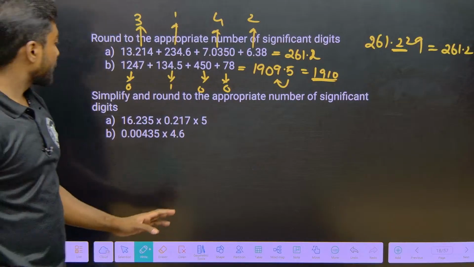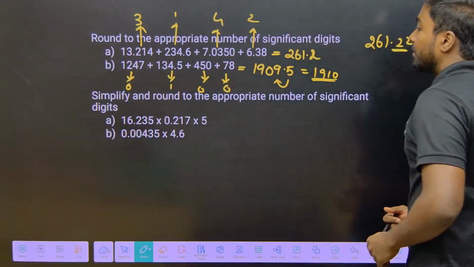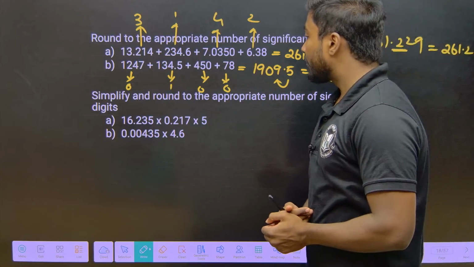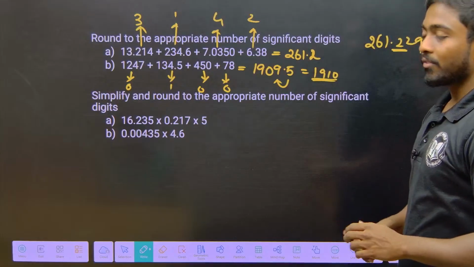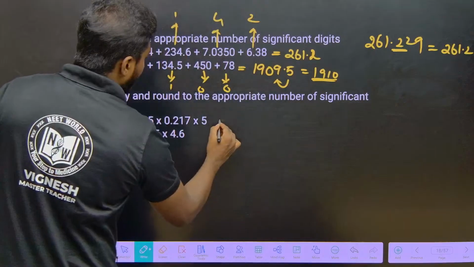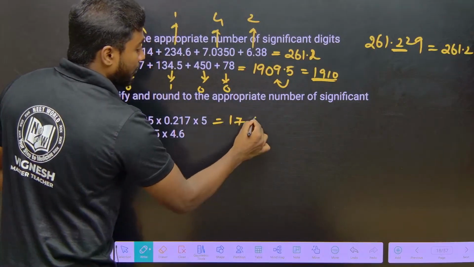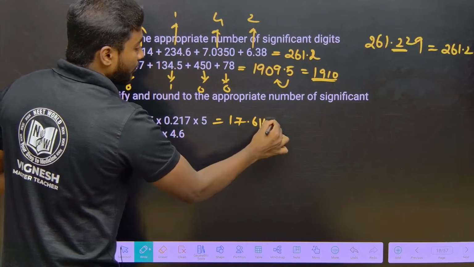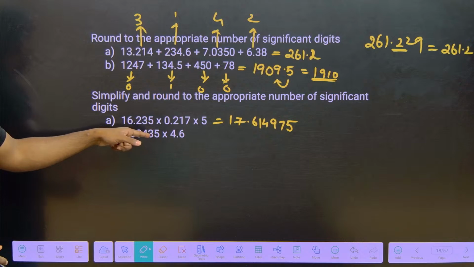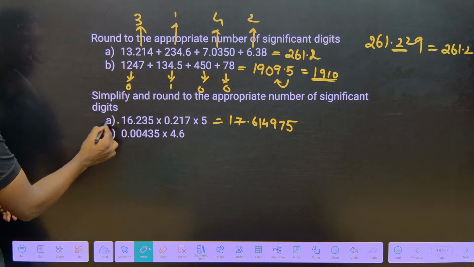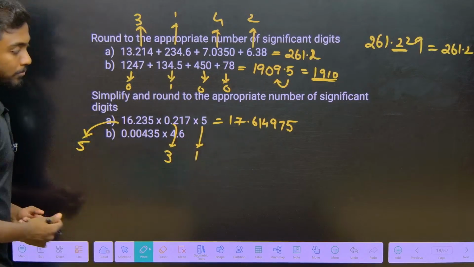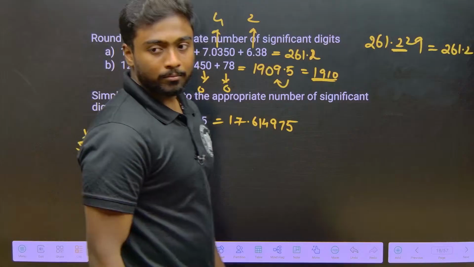Now what about the multiplication? Simplify and round off to the appropriate number of significant digits. 16.235 into 0.217 into 5. I have given the long number now. 17.614975. Okay. How many significant digits? I need to consider the least significant, no? 5, 3, 1.